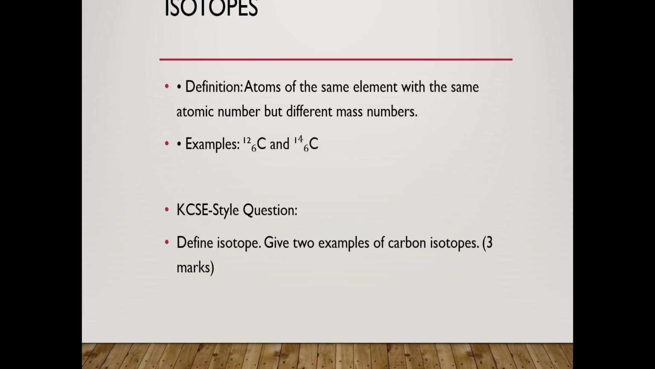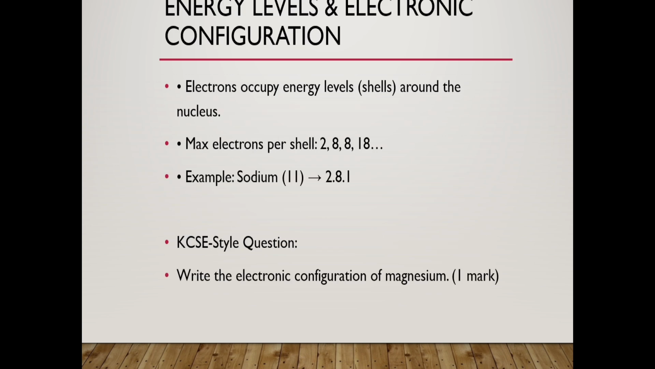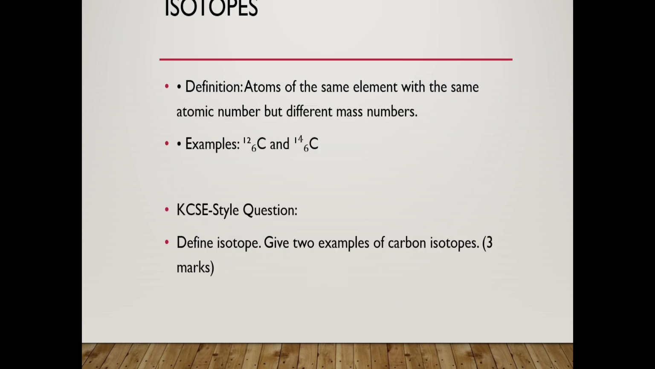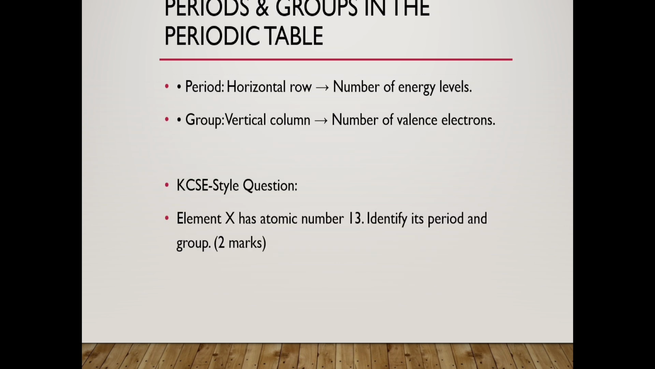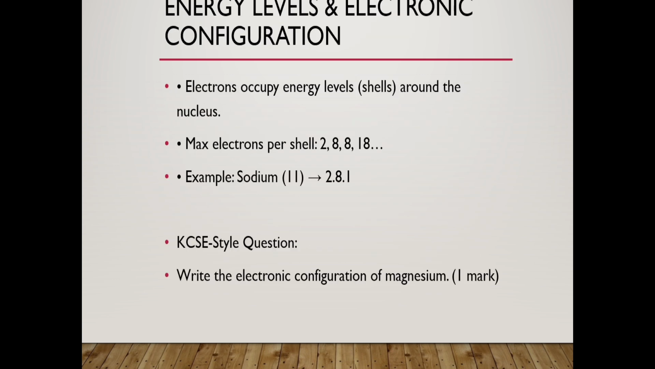In your own time, you can define isotope again, and you can give two other examples of carbon isotopes other than the ones I've shown you. But also try to find time to give me different isotopes. We have a lot of isotopes apart from carbon. But before we proceed, I think there's an aspect which I forgot to explain, which includes the RMM and the RAM. I'm not sure if it is here. It's here. Okay, there's no problem.